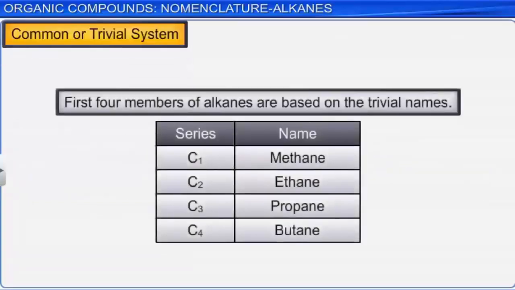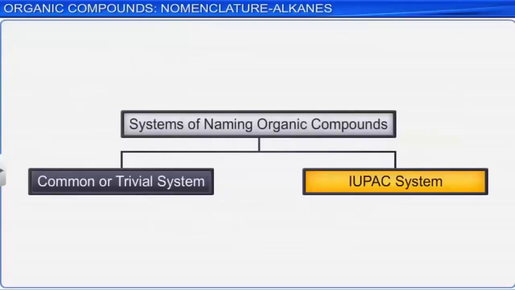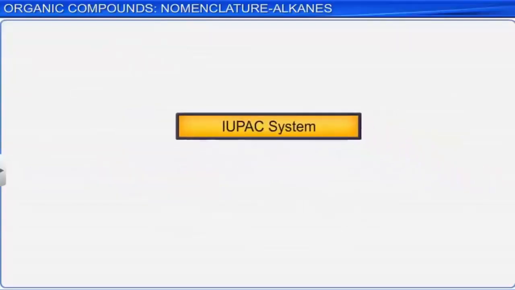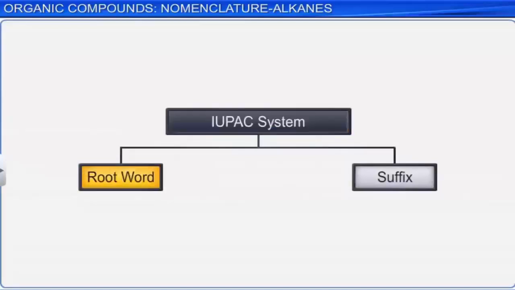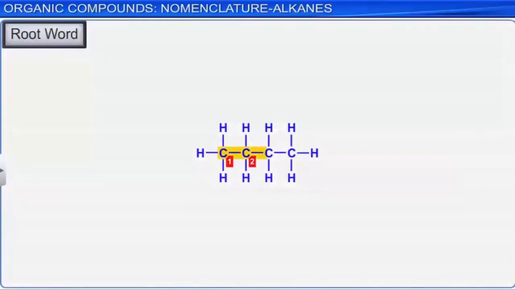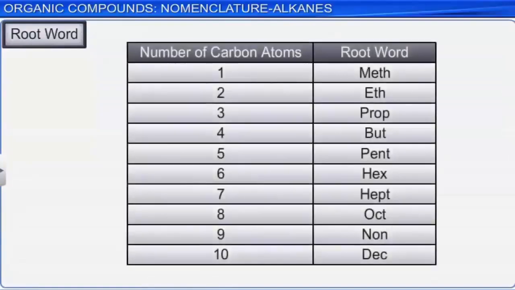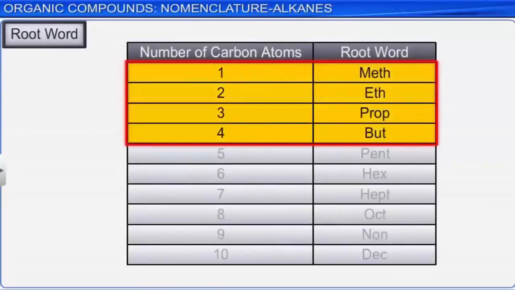The names of the first four members of alkanes are based on the trivial names. They are methane, ethane, propane and butane. The IUPAC name of an alkane basically consists of two parts, the root word and the suffix. A root word indicates the length of the continuous selected carbon chain. A chain which consists of up to 4 carbon atoms is assigned special root words from their trivial names.